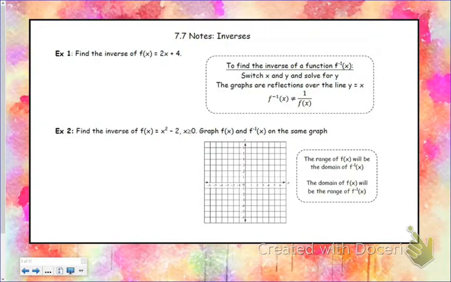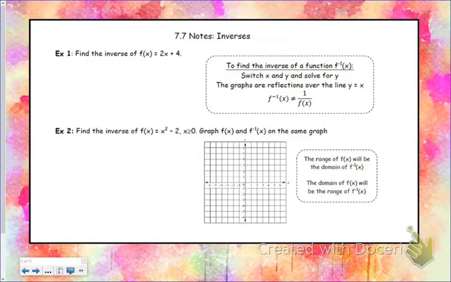Hi guys, so today we're going to look at inverses. Inverses, similar to operations in composition, are something that we use for all of our functions and not just the root functions we've been looking at. To find an inverse, this part's pretty important: what you need to do is switch the x and the y.